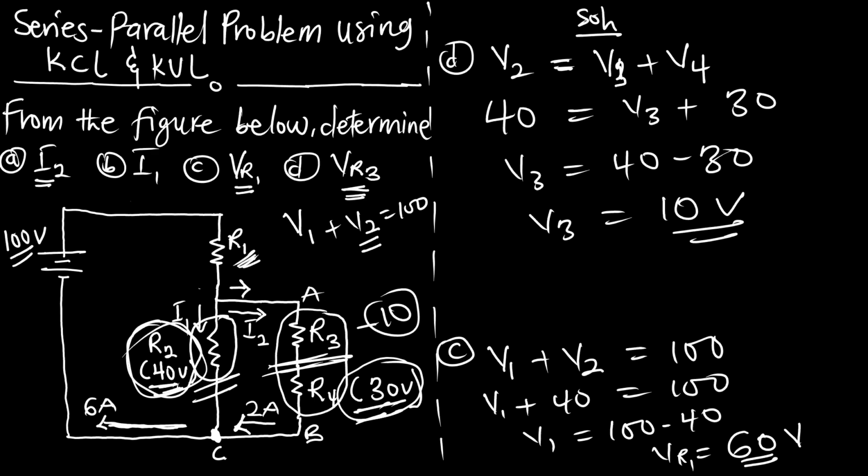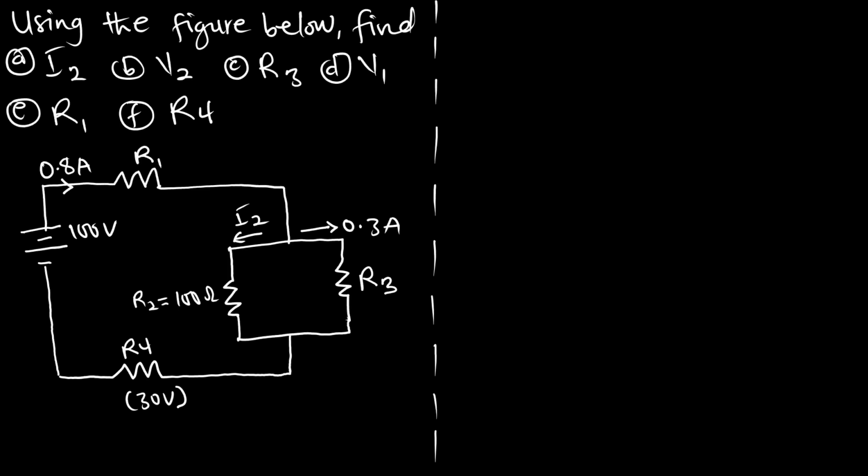Let's look at example 2. So example 2, this is our problem. Using the figure below, find I2, V2, R3, V1, R1, R4. So a lot of parameters for us to calculate. Now this is the diagram. We have resistor 1 and resistor 2, 3 and resistor 4. We have the voltage across resistor 4 and we also know the various current movements.